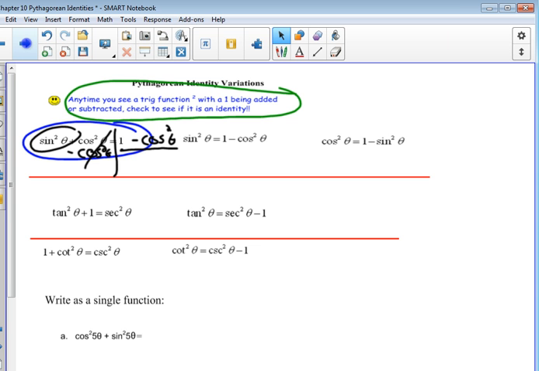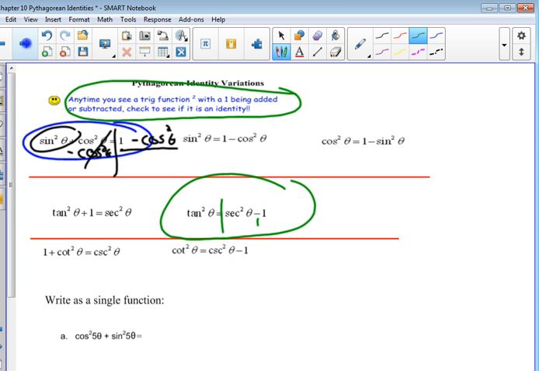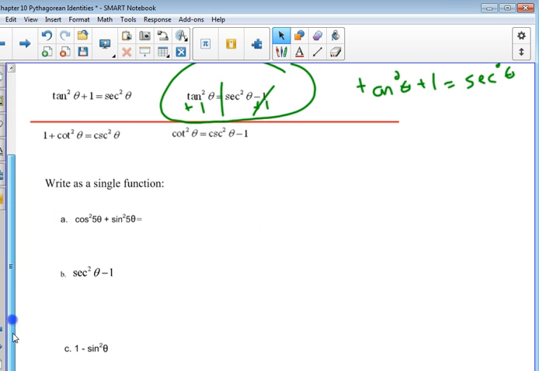Same thing with your tan squared theta plus 1 equals secant squared. We can move things across your equal sign. If I wanted to get secant squared alone, what would you want to do with this one? Add 1, right, Carly? So I would know then that tan squared theta plus 1 equals secant squared theta. You can think about this just like a normal equation. You're just moving things across your equal sign. So the way these show up looks something like that.